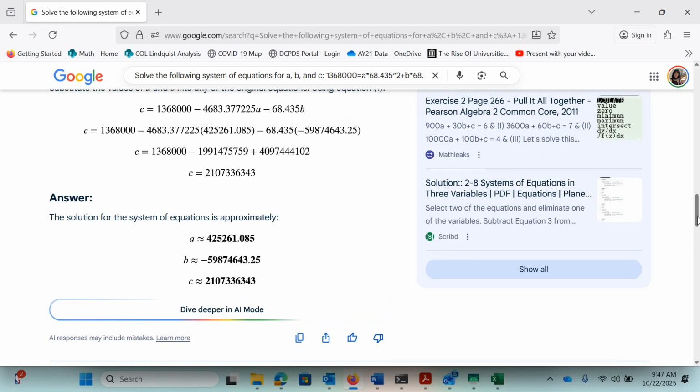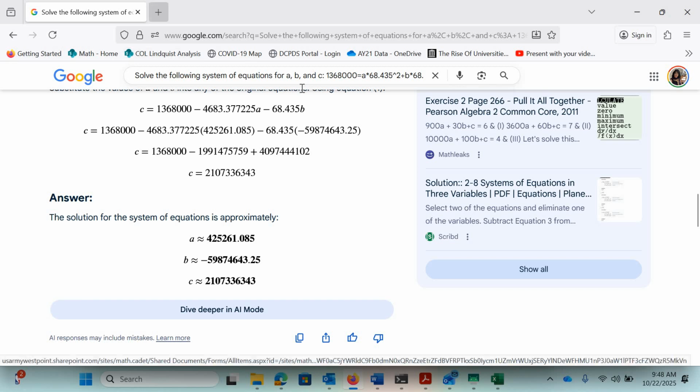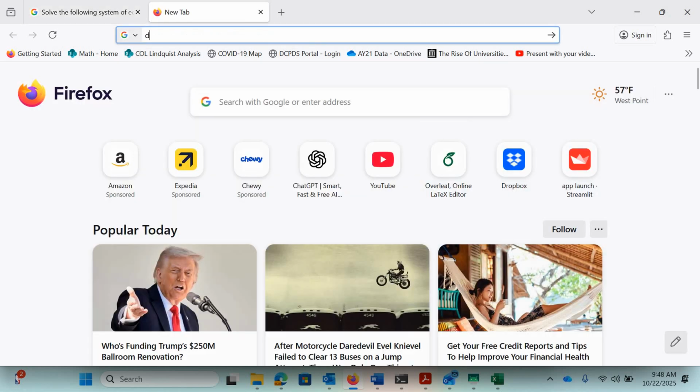So my a is 425,261.085. My b is minus 59,874,643.25, I don't care if it's ugly. And then c is equal to 2,107,366,343. Then I have to plot that, and so I would just go to Desmos.